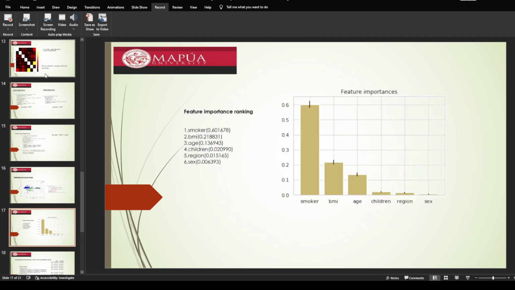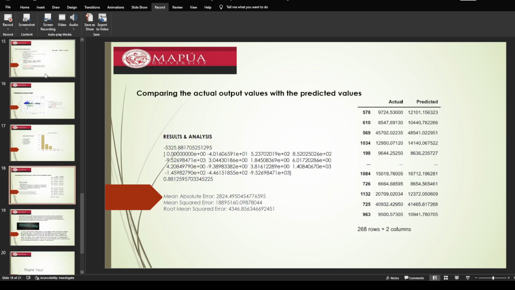I also put in the feature importance ranking, in which smoker comes first, with 0.601678. Second is the BMI. Third is age, fourth children. Fifth is region, and last is sex. Comparing the actual output values with the predicted values that are shown on the right side, actual versus predicted.